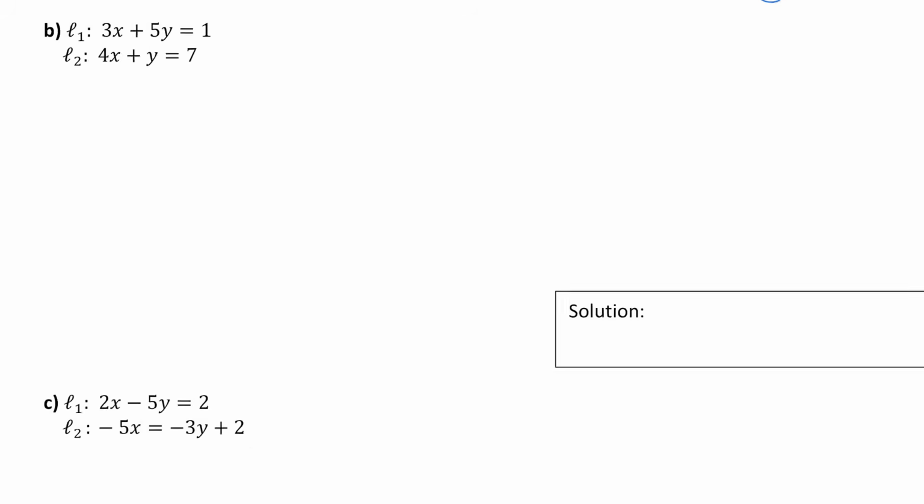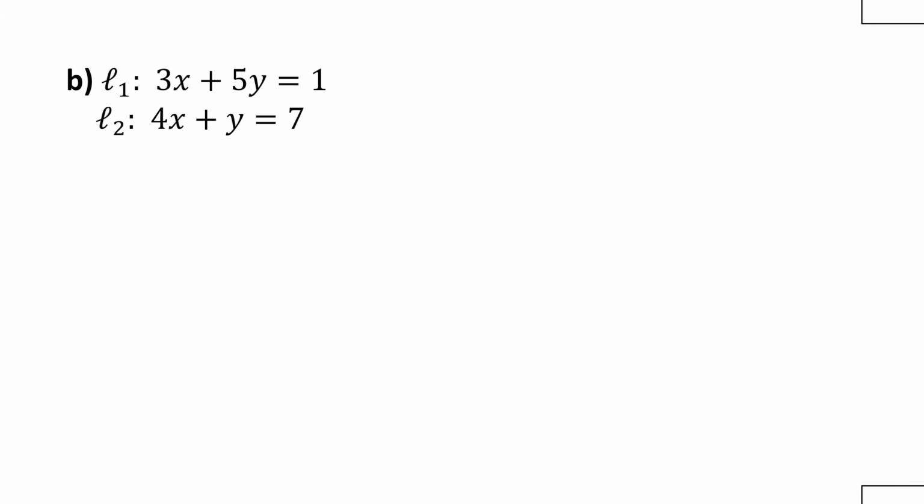Part B. Let me zoom in a bit. Notice that the x's don't have the same coefficients, the y's don't have the same coefficients. So what I'm going to do is I'm going to make the y's have the same coefficients by multiplying line 2 by 5, which I can do as long as I multiply the whole equation by 5. So I'll rewrite line 1, but I need to do 5 times line 2.